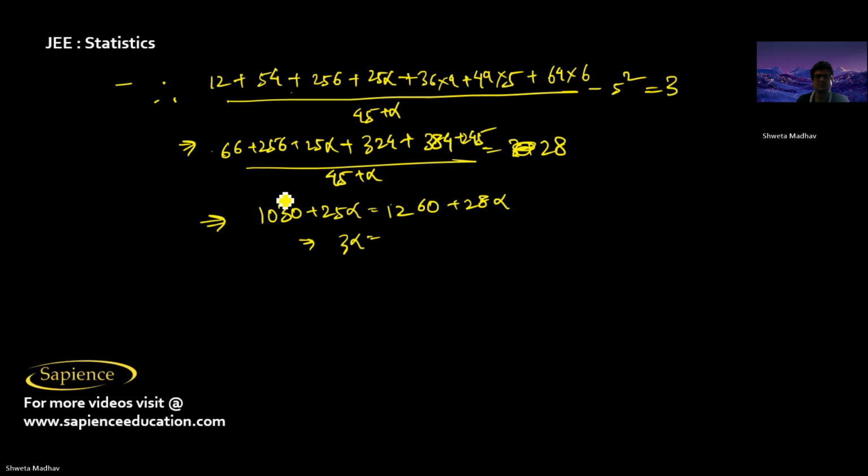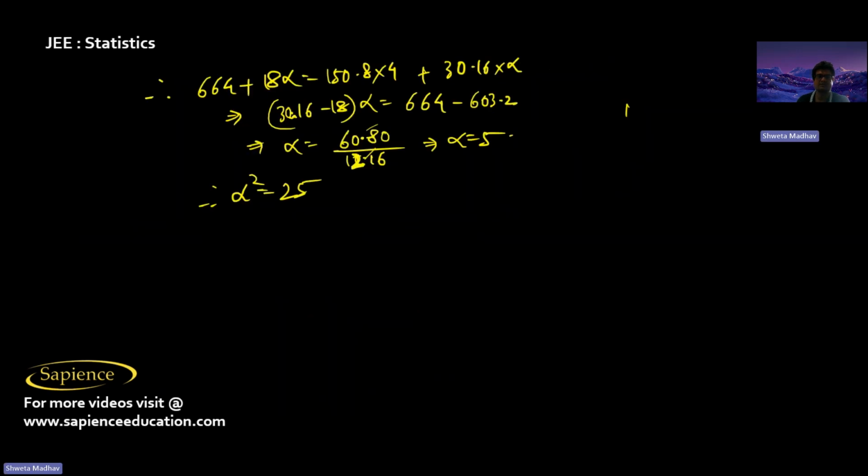So this will be 66 plus 256 plus 324 plus 384 plus 245. So that is 1275. This is 1275. So 3 alpha is equal to 1275 minus 1260, that is equal to 15. So alpha is equal to 5. So 5 is the answer.